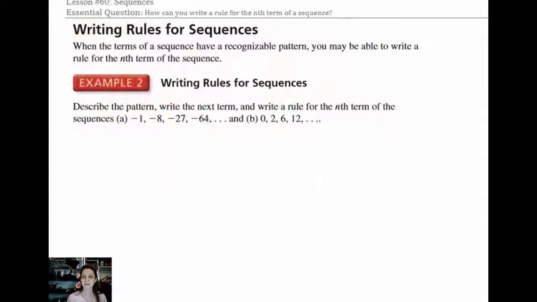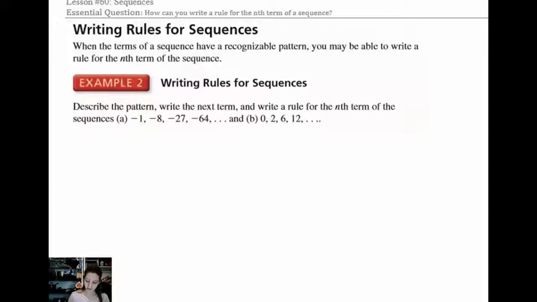In example 1, we were given a rule and we had to write a sequence. And now we're given a sequence and we have to write a rule. When the terms of a sequence have a recognizable pattern, you may be able to write a rule for the nth term of a sequence. So, writing rules. Describe the pattern, then write the next term, and write a rule for the nth term of the sequence.